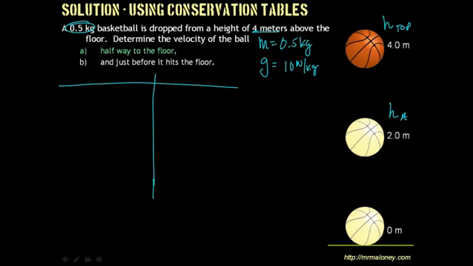Doing any energy conservation problem, it's always a good idea to break your problem into states, because the idea of energy conservation says that the total energy at each state is going to be identical to the total energy at any other state. So our two states here are at the top and halfway to the ground.